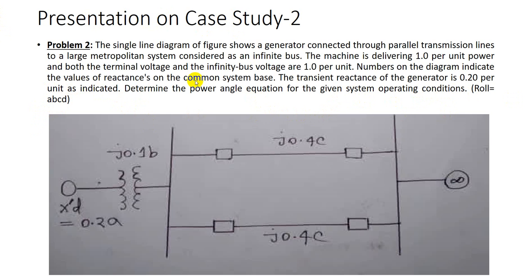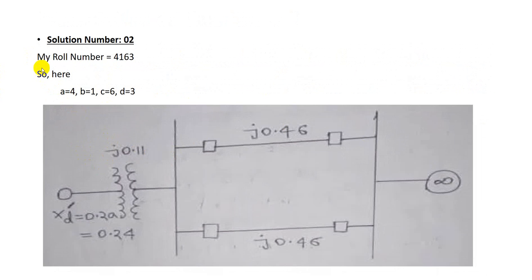Operating conditions: roll equal ABCD. Here x prime d equal 0.2, that means A, and here B and C are variables, and these variables have to be exchanged with my roll number. My roll number is 4163, so the first digit is A equal 4, the second digit 1, that means B equal 1, the third digit is 6, so C equal 6, and the fourth digit is 3, that means D equal 3.